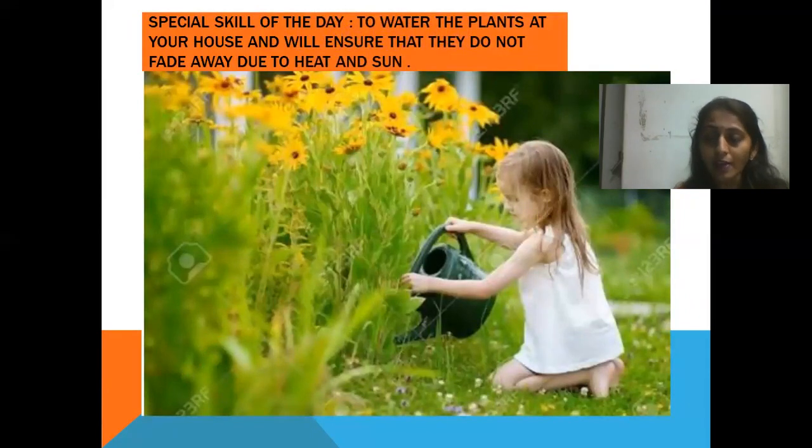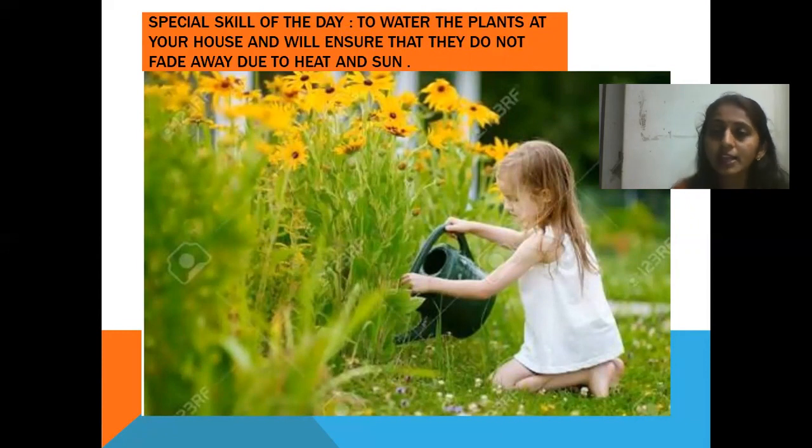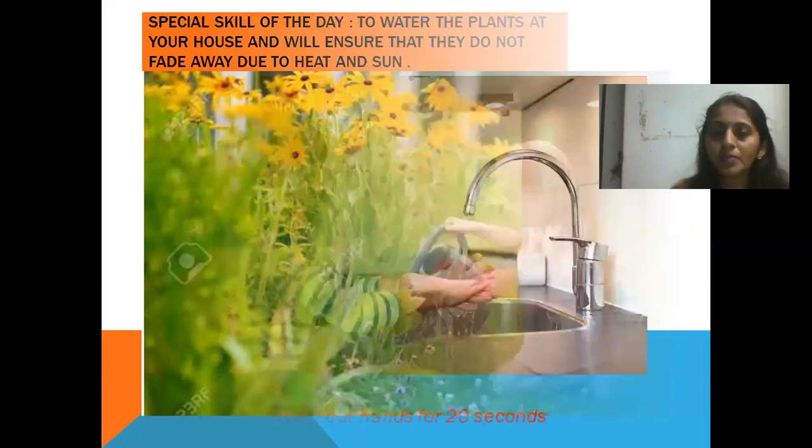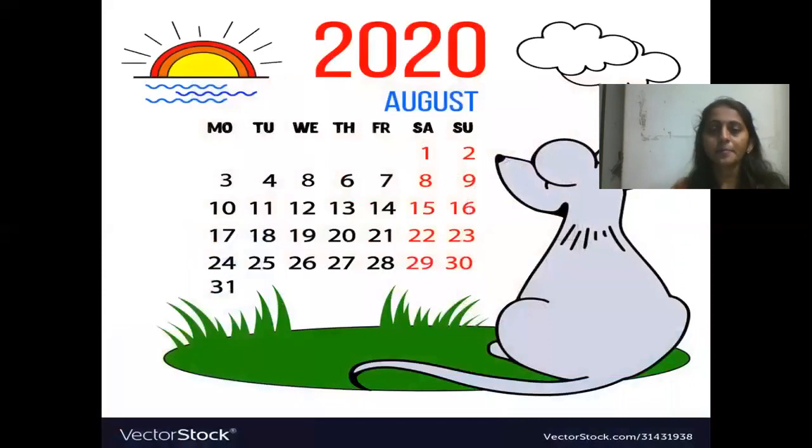Children, what do you all have to do today? You have to water the plants at your house and you have to ensure that they do not fade away due to heat and sun. Okay, you have to water them daily. Yes, children, are you going to do it? Yes. So show me your thumbs like this. Wonderful. Great. So after doing this activity, as usual, you have to wash your hands regularly and for 20 seconds.